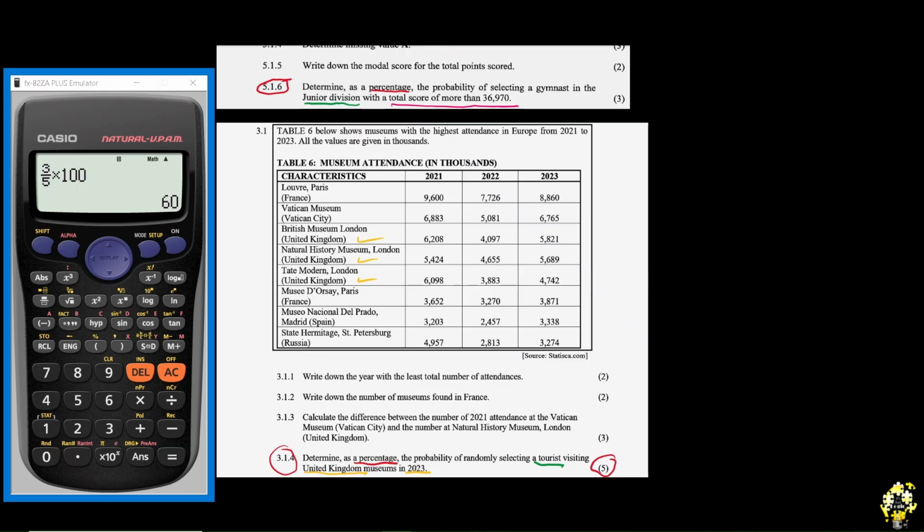Now, our focus, we already know it's 2023. Now we need to find the probability of randomly selecting a tourist that visited these 1, 2, 3 museums in 2023. So we are focusing on number 1, 2, and 3. The first thing that we are supposed to do, we are supposed to add.